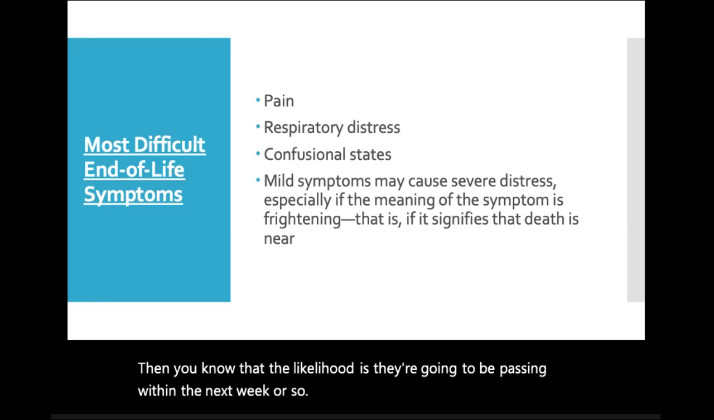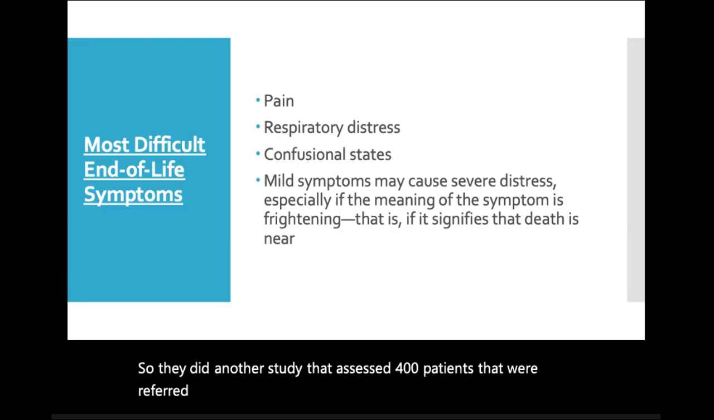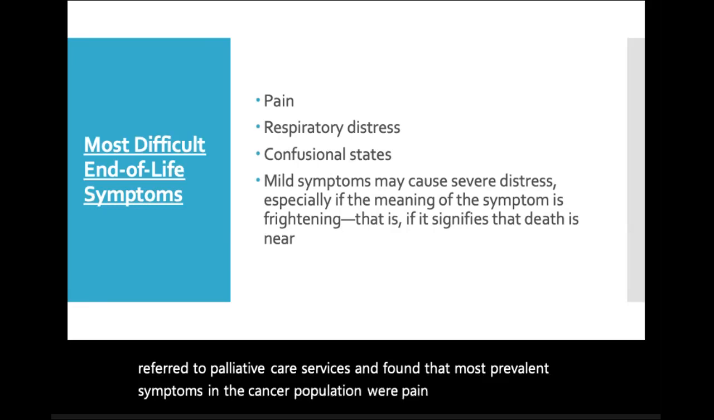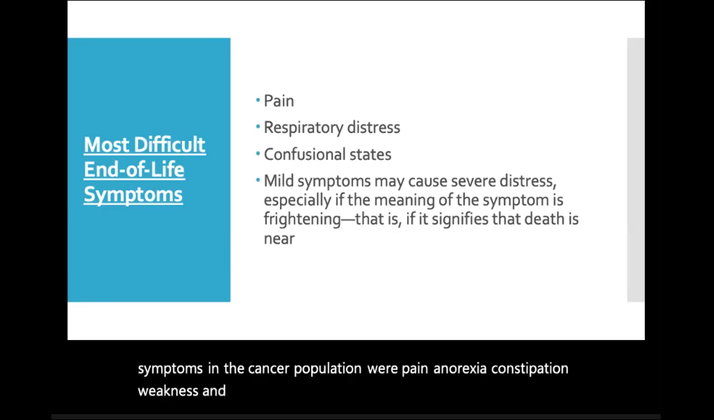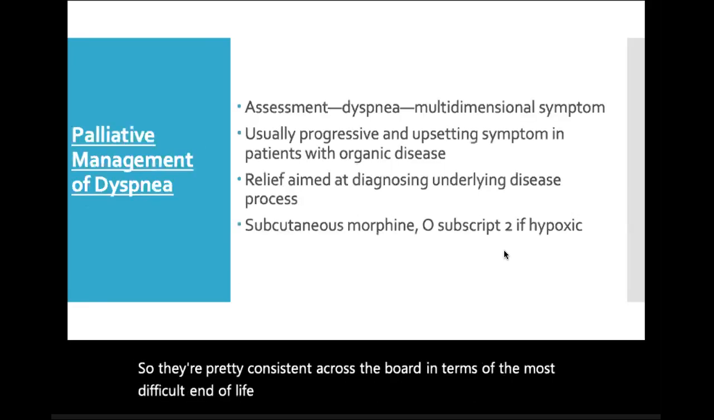So they did another study that assessed 400 patients that were referred to palliative care services and found that the most prevalent symptoms in the cancer population were pain, anorexia, constipation, weakness, and dyspnea. All right. So they're pretty consistent across the board in terms of the most difficult end-of-life symptoms to deal with.